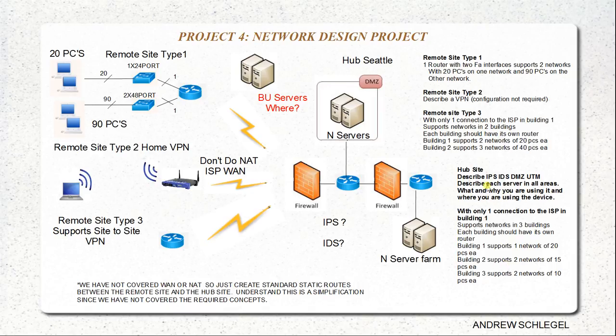IP addressing, but I also want you to describe intrusion prevention system, intrusion detection system, DMZ, and unified threat management, what they are, why you're using them, and where you would put them, things of that nature. And again, just like the VPN, you could write entire books on these. Don't do that. But at least give me 1-2 paragraphs about what it is, why you're using it, where you're putting it, what it's doing, things of that nature.